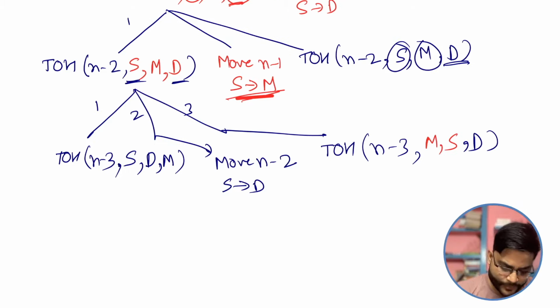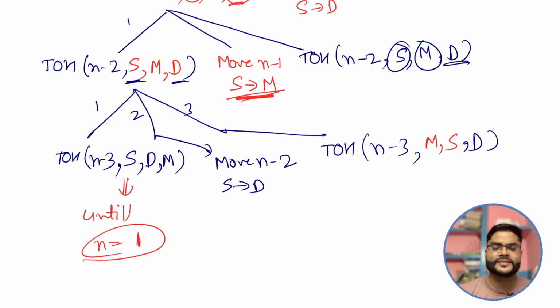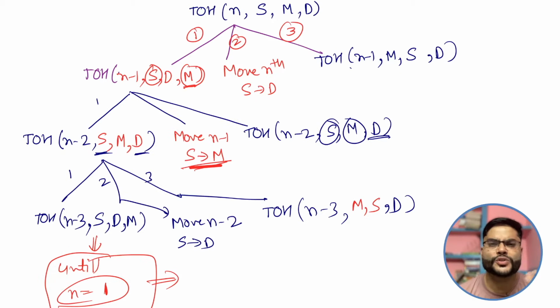And till where will it keep on running? It will keep on running until my disk count equals 1. If I have one disk in my source, what can I do? I can move my disk from source to destination in a single step. So that will be our base condition. I hope you understood this problem, right? So what is my goal? My goal is to move the heaviest disk first to the destination.